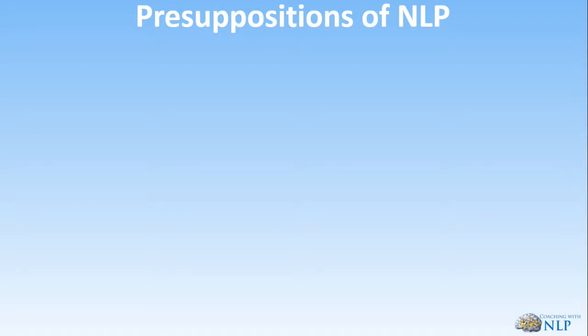Okay, so let's turn to page 58 and talk about the presuppositions of NLP. Now, we've given you a mnemonic device there, respect your world. And each letter there represents one of the presuppositions of NLP. So we've got 14 presuppositions of NLP. And these presuppositions are simply convenient assumptions. You see, we think that all problems are made up of limiting decisions, limiting beliefs, strategies, parts, negative emotions, etc.